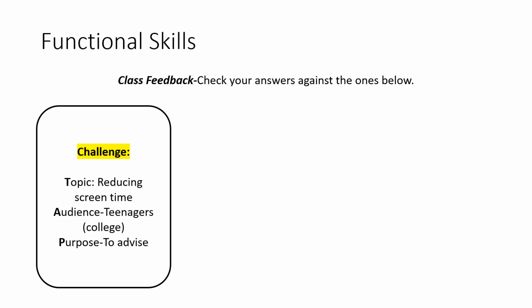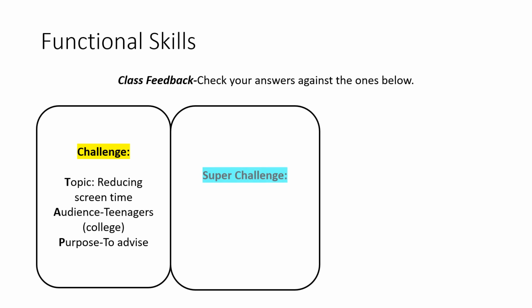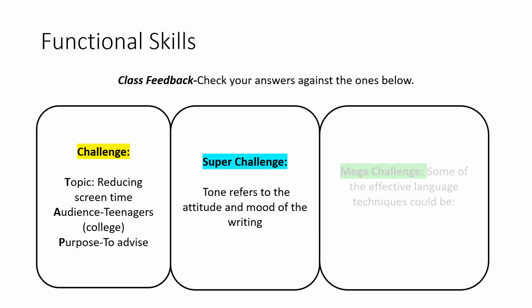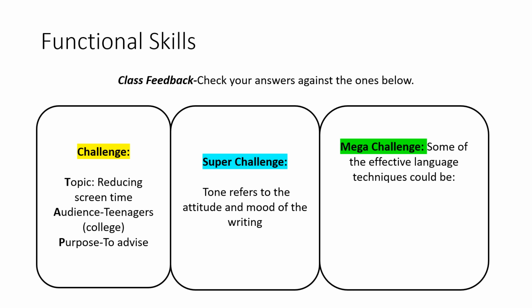Whenever you get any kind of writing task, there's three main purposes. It's either going to be to inform, advise, or persuade. So you can see there from a leaflet, generally they're produced to advise. Super challenge. So in terms of tone, tone refers to the attitude and mood of the writing. And the mega challenge, some of the effective language techniques could be facts, statistics, rhetorical questions, and emotive language.